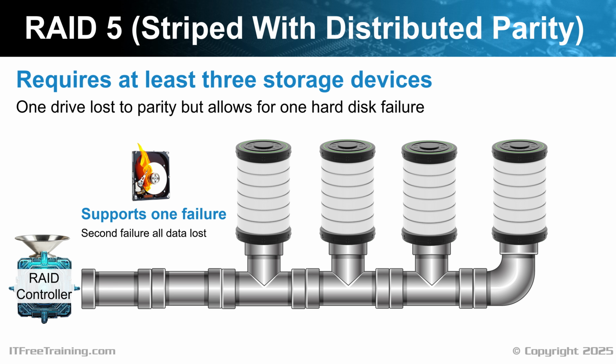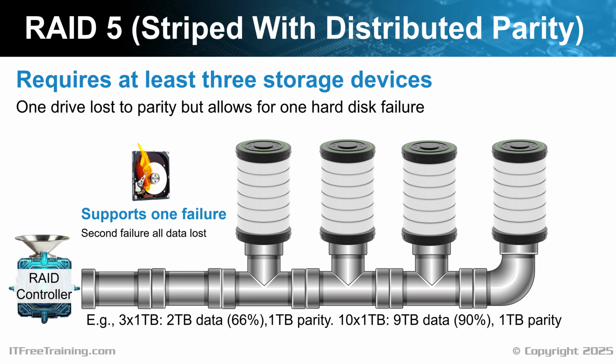For example, using 3 1 terabyte drives in RAID 5 results in 66% of the total capacity being usable for data storage. In contrast, a setup with 10 1 terabyte drives would yield 90% usable space and demonstrates the efficiency gains with larger arrays.